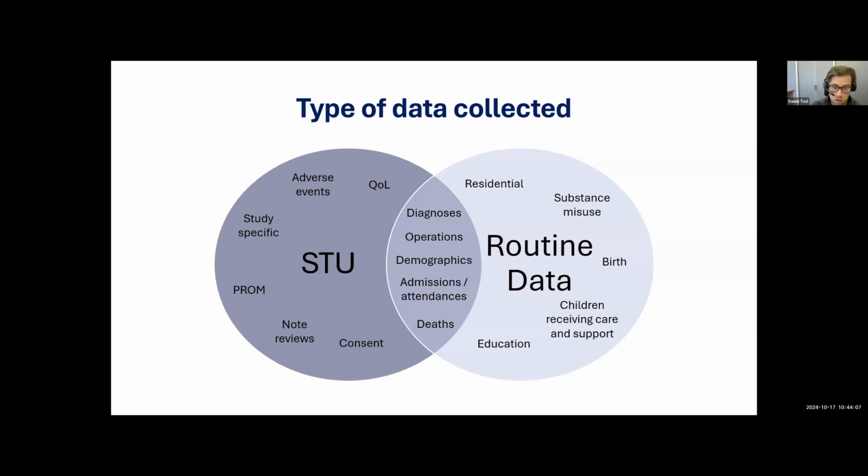And I'll go on to touch on initiatives where the overlap happens, as mentioned by the Cardiff team. How do these data sources compare, the data utility of them?